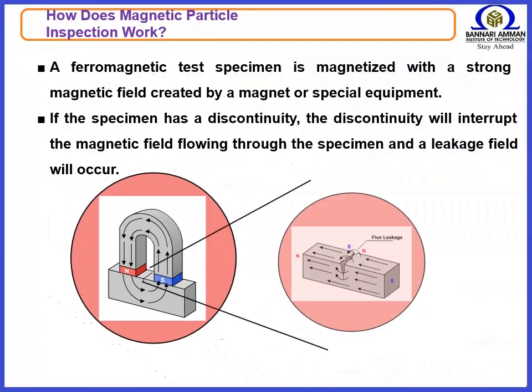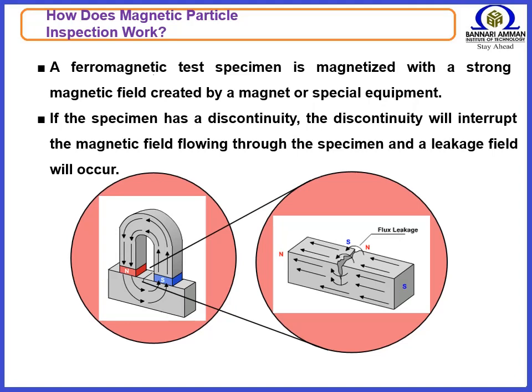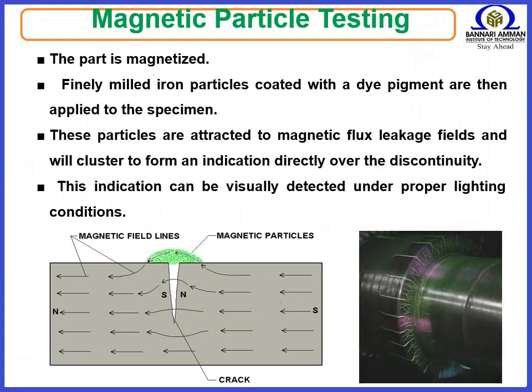How does magnetic particle inspection work? A ferromagnetic test specimen is magnetized with a strong magnetic field created by a magnet or special equipment. If the specimen has a discontinuity, the discontinuity will interrupt the magnetic field flowing through the specimen and a leakage field will occur. Magnetic particle examination, MT, is a very popular, low-cost method to perform non-destructive examination, NDE, of ferromagnetic material. Magnetic particle testing: the part is magnetized.